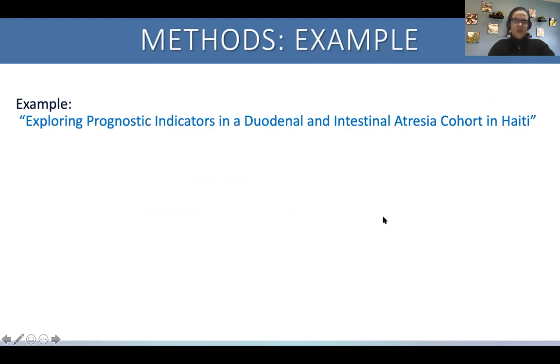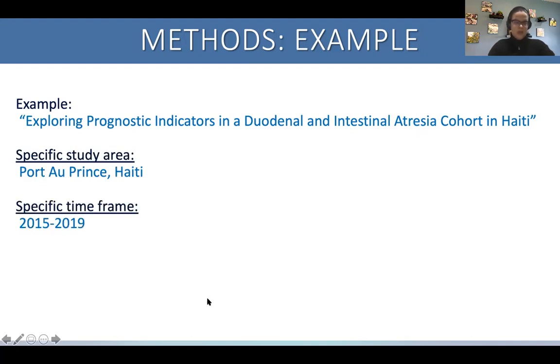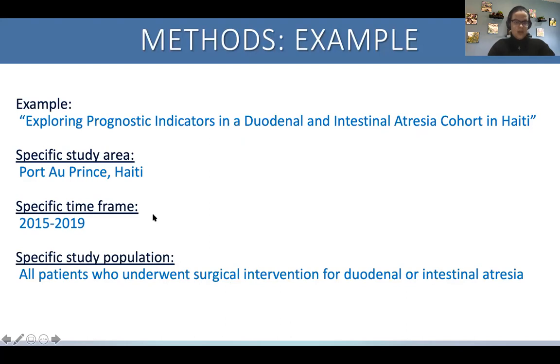When we look at an example of what the methods section will include, again, using our example of exploring prognostic indicators in a duodenal and intestinal atresia cohort in Haiti, we define our specific study area as Port-au-Prince, Haiti. We define our specific timeframe from 2015 to 2019. We define our study population as all patients who underwent surgical intervention for duodenal or intestinal atresia.